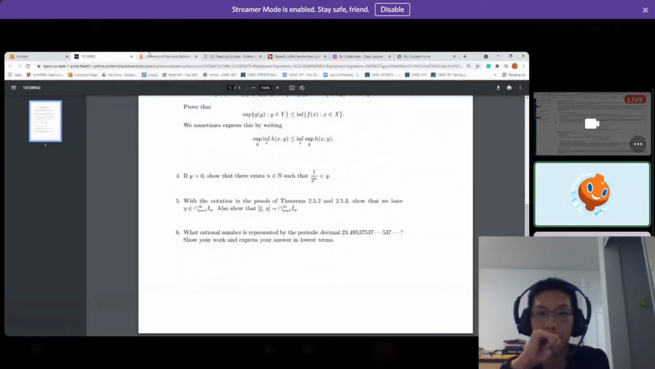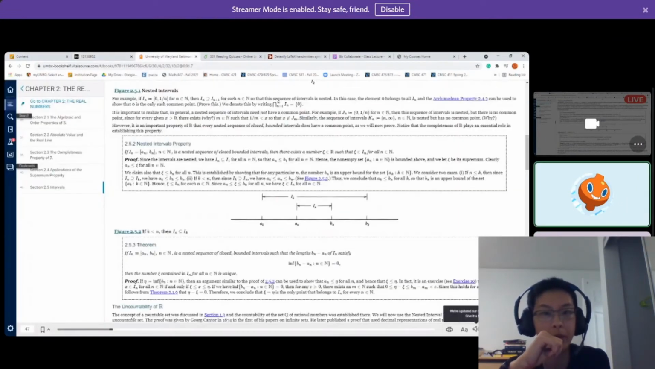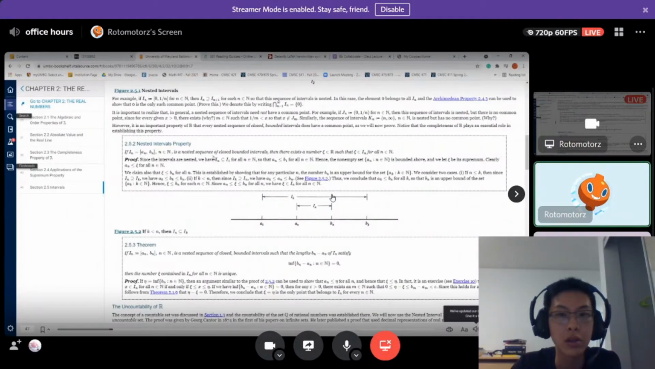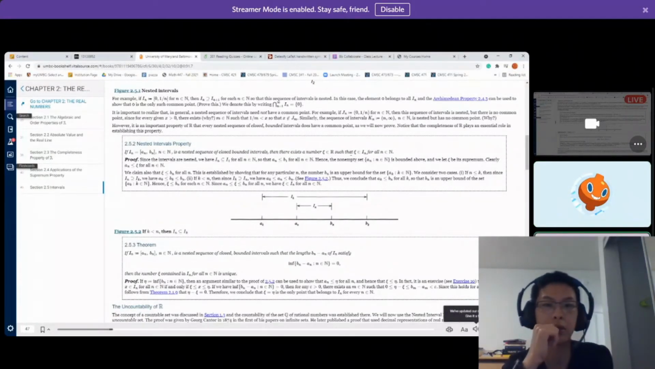Okay. So then I need to show that C_n is the intersection, and C is, yeah, it's probably up here maybe. Where's C? C is a real number. Oh, I see. C is in I_n. If I_n is a nested sequence of closed bounded intervals, there exists a number such that it is in I_n. Yeah, I think C is an element of that. Oh, okay, wait. So C is an element in I_n.